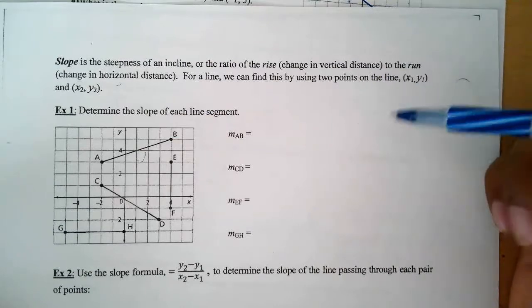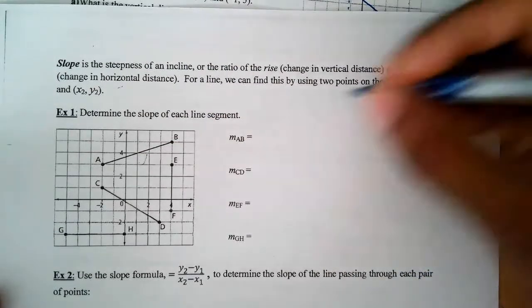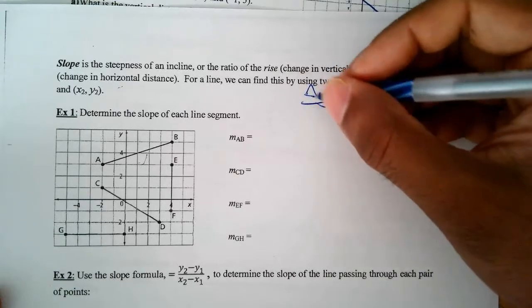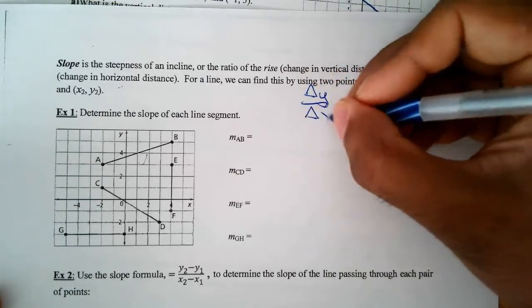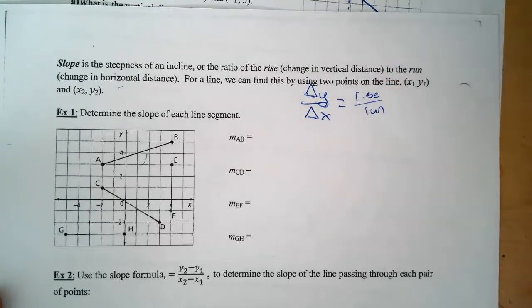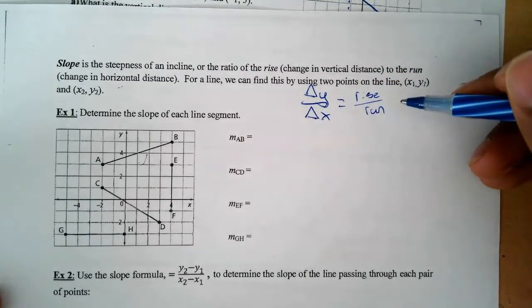This is the same thing as rise over run. And again, as I mentioned before, the change in y, the triangle stands for change in, and the change in x, which is equal to rise over run. So that's all you really need to know when you're calculating slope.